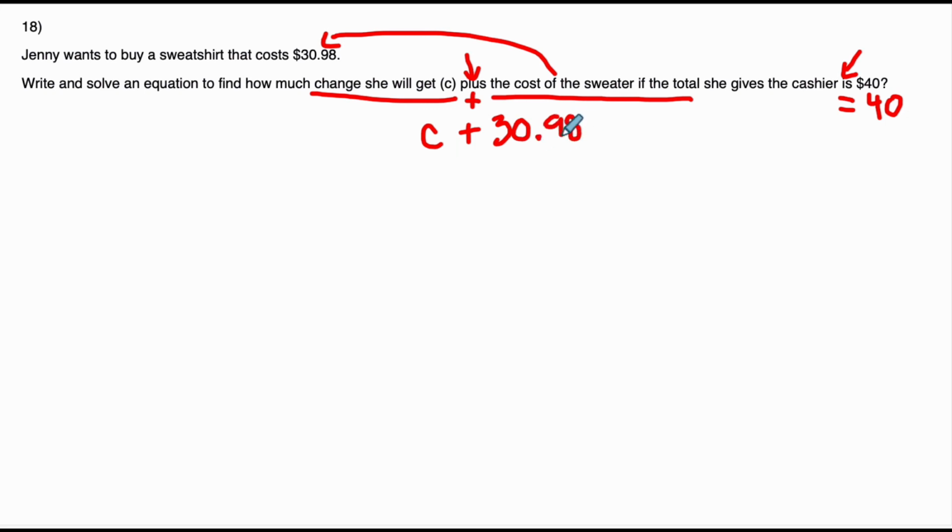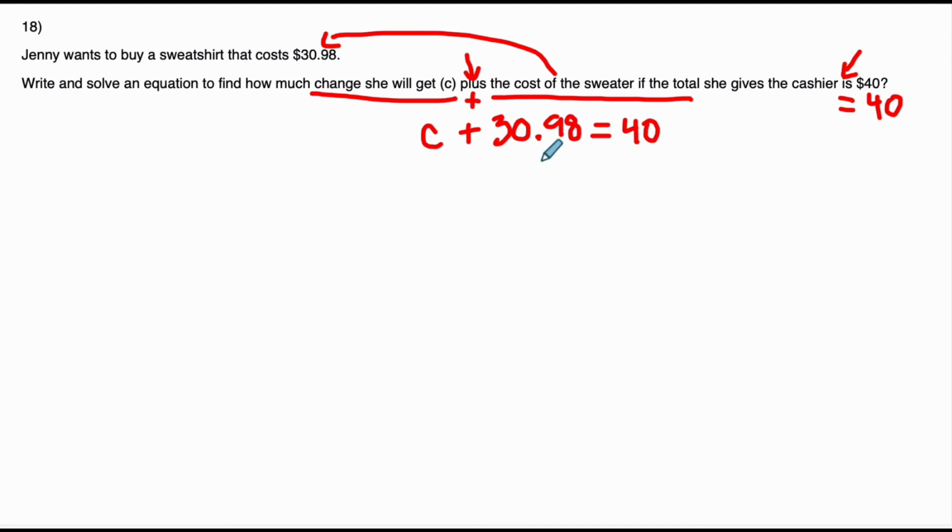$30.98. So the cost of the sweater plus the change that she gets back is, or should be, equal to $40, which is what she gave the cashier. So she gave 40 bucks. It costs $30.98, and the change she gets back should also total up to 40.